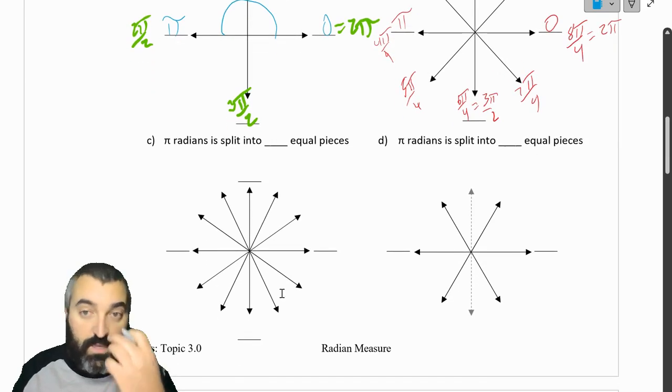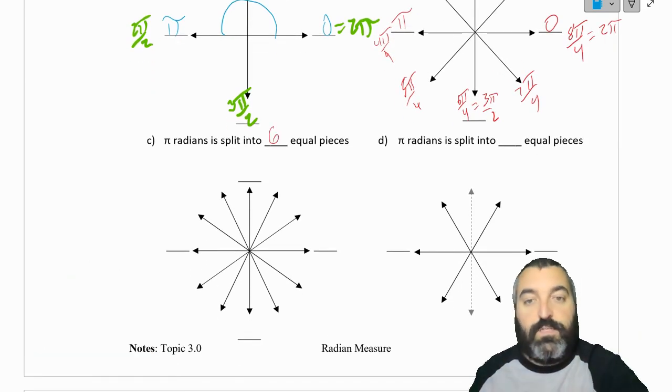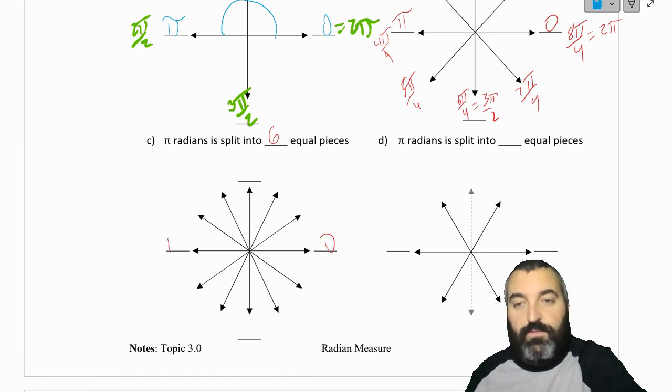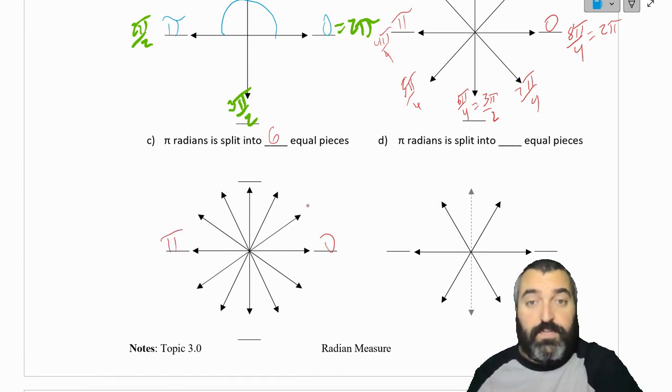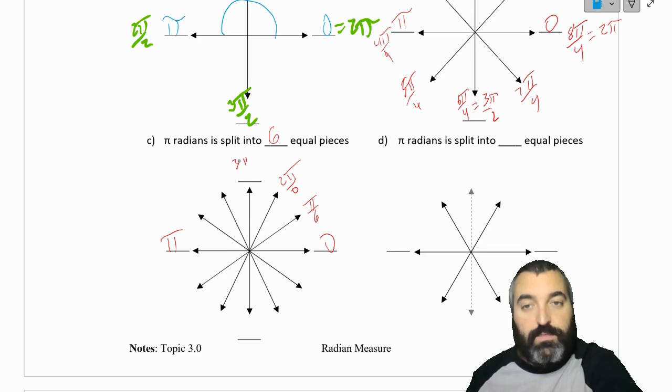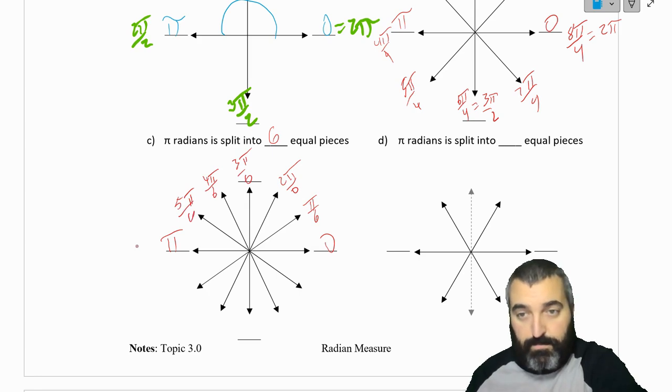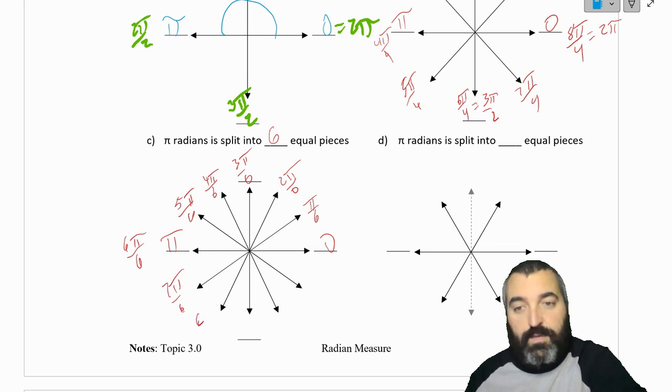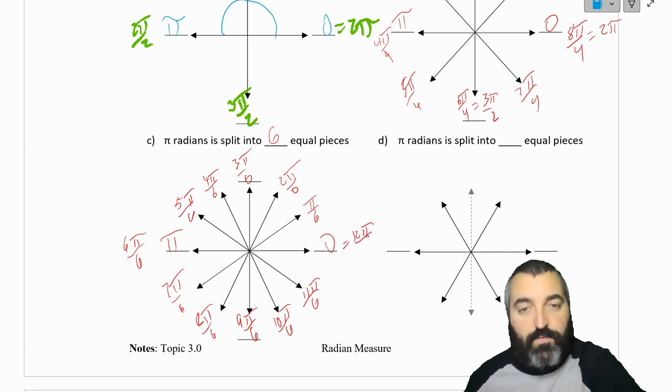Okay. So then the other ones we're going to see is when we divide it into 6s. So again, I'm going to start always with these guys. And because I'm going into 6, I'm just going to count from 1 pi over 6, 2 pi over 6, 3 pi over 6, 4 pi over 6, 5 pi over 6. We already know that this is pi, which is 6 pi over 6, 7 pi over 6, 8 pi over 6, 9 pi over 6, 10 pi over 6, and 11 pi over 6, and then back to 12 pi over 6, which is 2 pi.